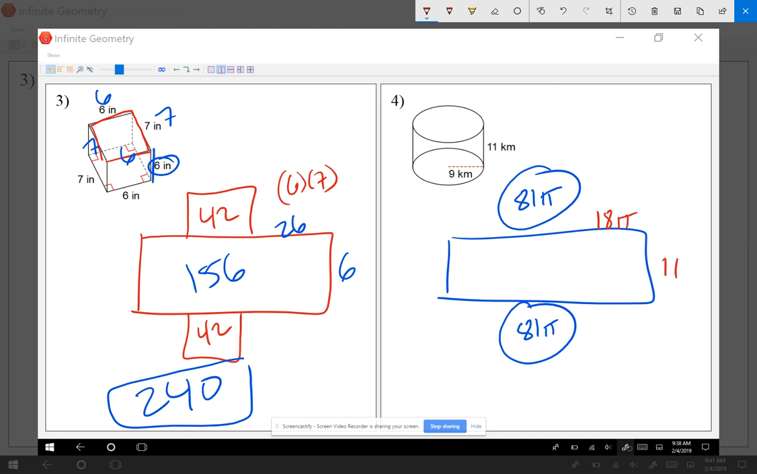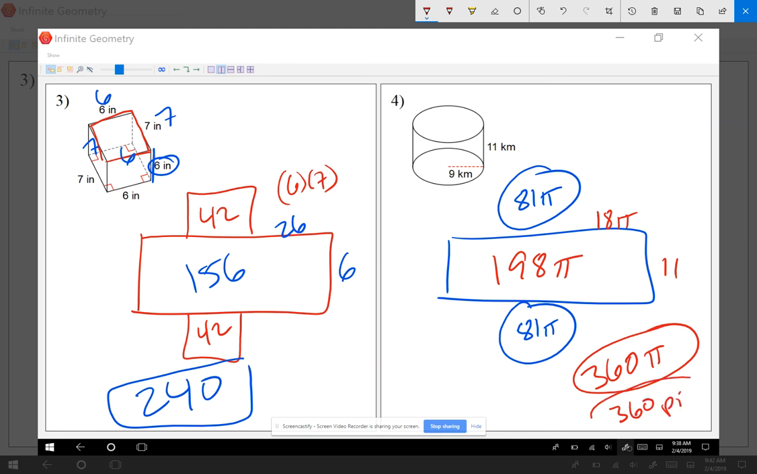Now, for the area of the rectangle, I'm just going to go 18 times 11, which in this case is 198 pi. And I'm just going to add everything. 198 plus 81 plus 81, and it's going to give me 360 pi. Or in your case, whenever you type it, 360 pi. Just look at this as a big rectangle and 2 bases. That's basically it.